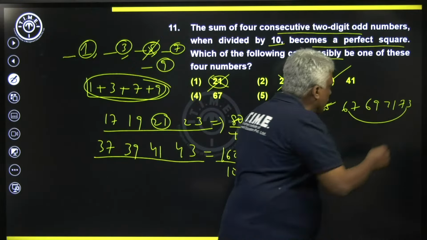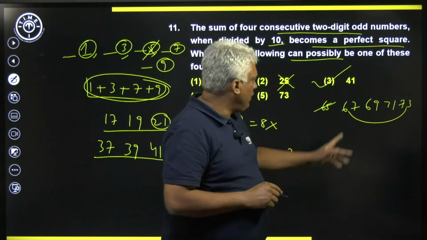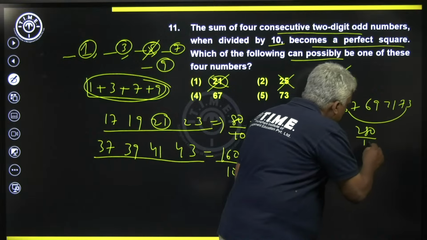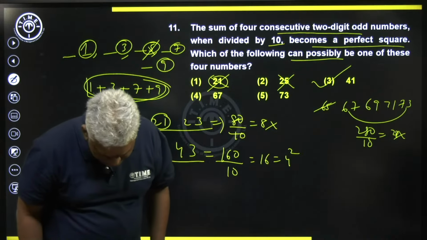Let's check. This total will be 130, right? Sorry, you take 3 or 70, 140, and this is 140, 280, right? 280 divided by 10 is 28. That's not a perfect square, right? I hope this is clear to you, right?